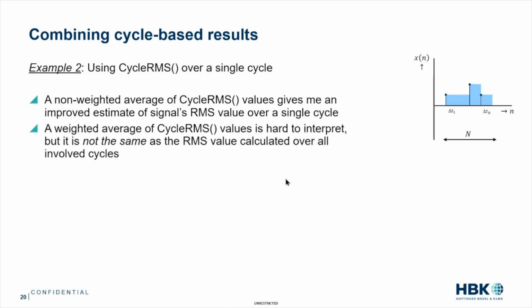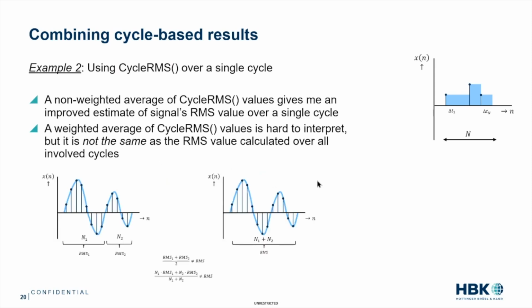Now, the weighted average of cycle mean values, if I look at that, that is not so easy to interpret what that means. But one thing is sure, it is not the same. So I'm taking the weighted average, but even then it is not the same as the RMS value calculated over all involved cycles. This was the case with cycle mean, but it's not the case with cycle RMS.